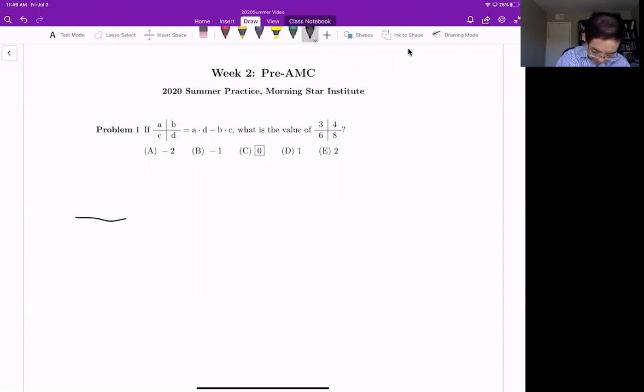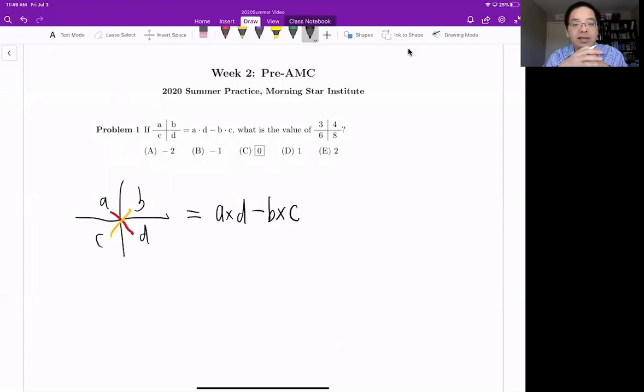Here we have the matrix with entries A, B, C, D, which is defined as A times D minus B times C. As a convention, when letters are involved, we often omit the multiplication sign. In other words, in most cases, we just write this as AD and this as BC, and we omit the multiplication sign.